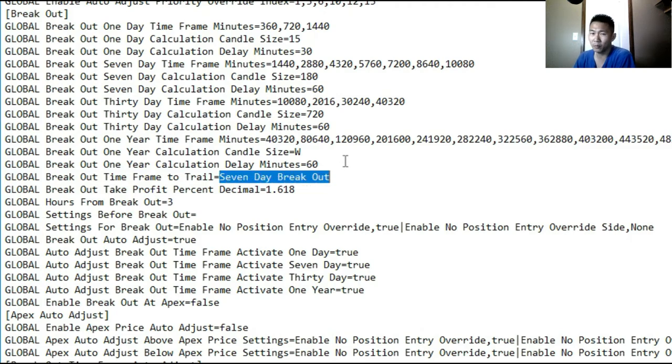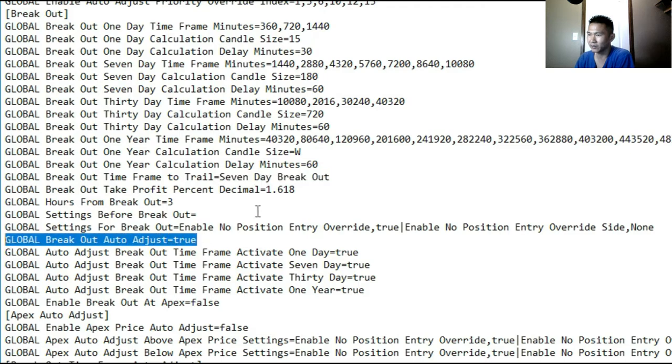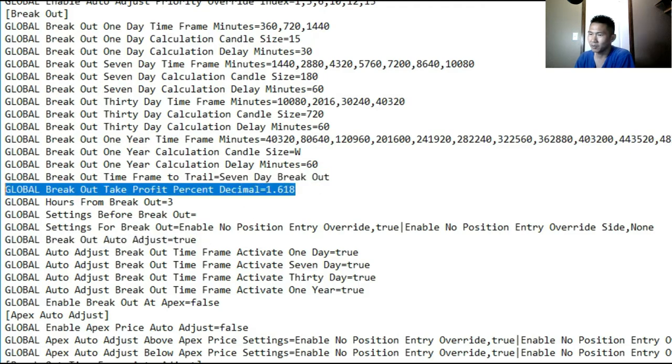Later on we thought, what about the other ones? What about the 30 day? What if that's imminent? So we decided to just make that auto adjust. That gets taken care of down here, which I'll talk about a little later. The breakout take profit percent, I will talk about that later if I don't forget. I forgot what this means, so I will try to remember and then explain it.